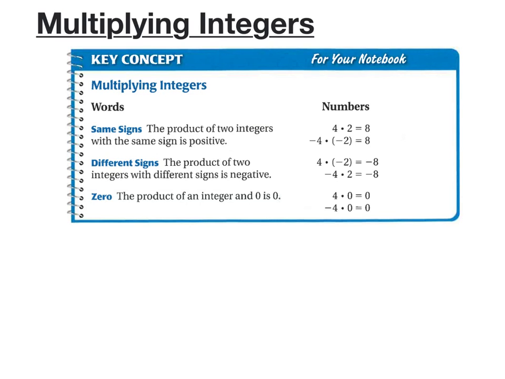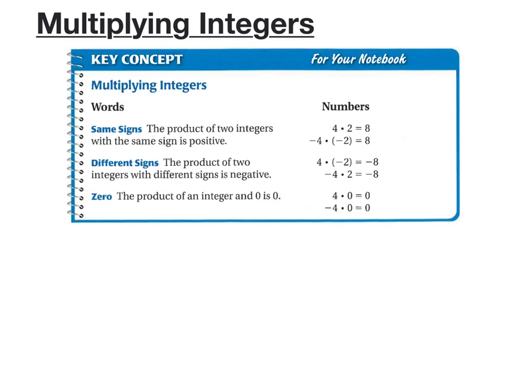Just like when we add or subtract, one of the first things we want to know is the sign of the answer. Is my answer going to be positive or negative? When we have the same signs, the answer will always be positive. So 4 times 2 gives us 8. Negative 4 times negative 2 gives us positive 8. A negative times a negative is always going to give us a positive.